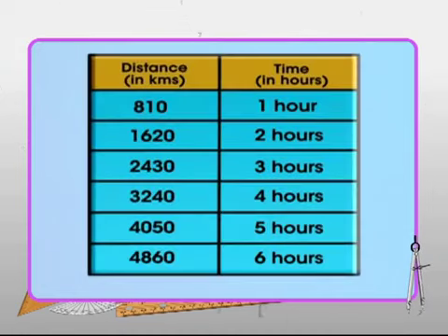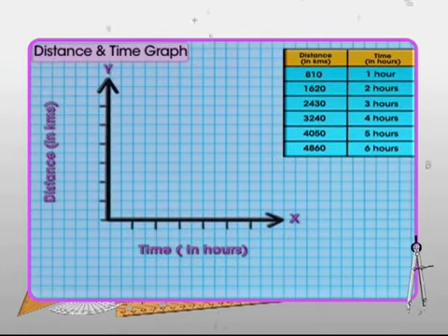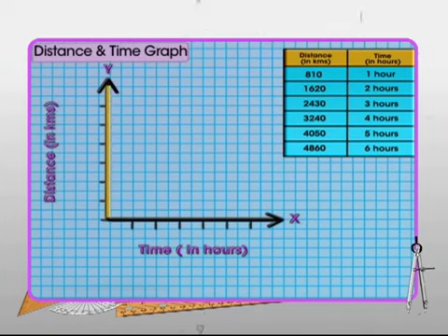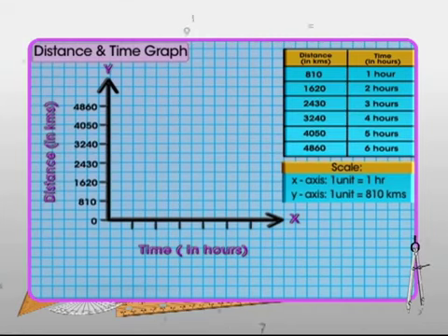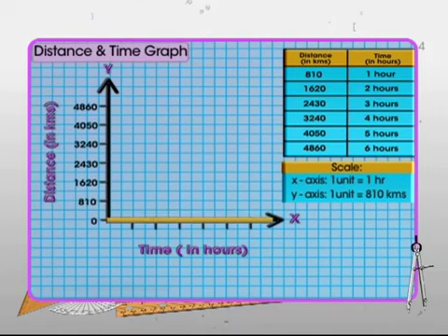We can make a tabular column where we list this distance-time data. On y-axis, mark the distance using a scale of 1 unit equal to 810 kilometers. Appropriately, along x-axis, each unit can represent 1 hour. Now plot the points. 1 hour, 810 kilometers.